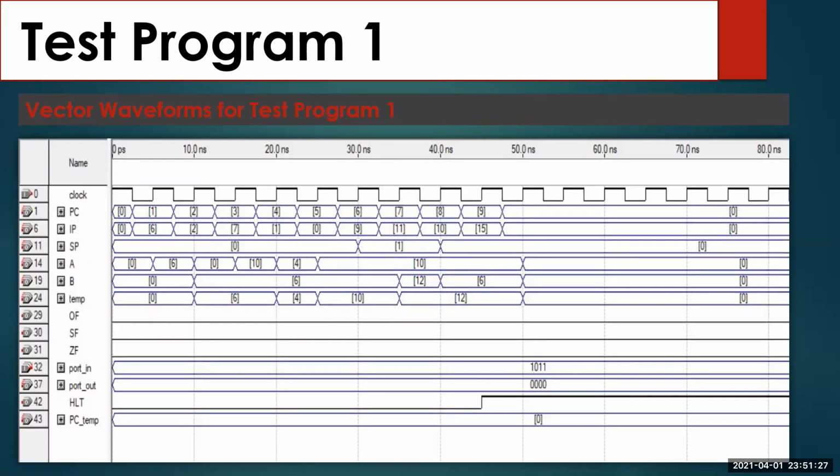Next, we have pop B. When instruction pointer equals 10, the value at the stack memory location at which the stack pointer is pointing, 6, is passed to B. The stack pointer is decremented by 1 from 1 to 0. Next, we have halt. When instruction pointer equals 15, halt is set to 1, indicating the end of the program. At the next negative edge of clock, the program counter, instruction pointer, and stack pointer are set to 0.